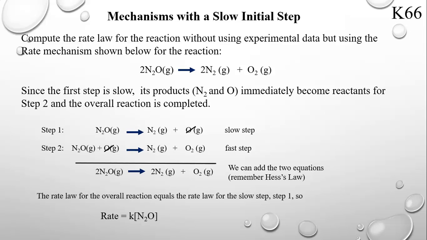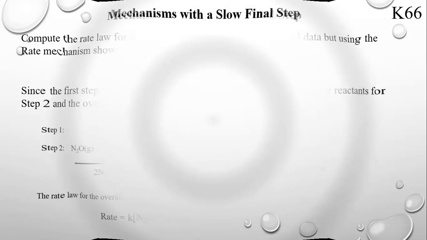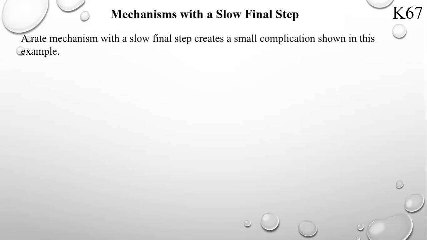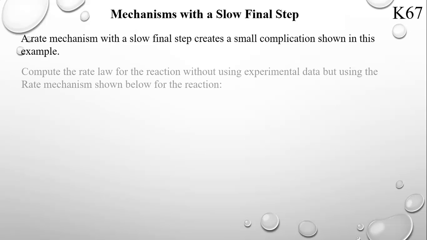Now we're going to go on to a more complicated case. Okay, so this is a rate mechanism where the second step is the slow step. So the first step is faster than the second step. That's the opposite of the last example. So a rate mechanism with a slow final step creates a small complication shown in this example. Okay, you might want to take a 5-minute break before you do this, because it's going to require a little thinking here. Here we go, but we're almost done.